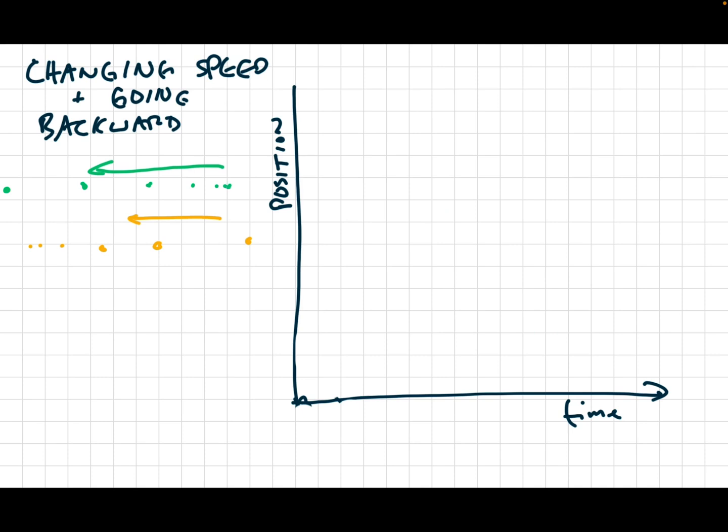So looking at our first one here, in the green, we're reading this from right to left. If it's moving to the left right there, we see in the first interval it doesn't go very far, and then it covers more, and then it covers more, and then it covers more. That tells us that this thing is speeding up. Speeding up, going backwards.